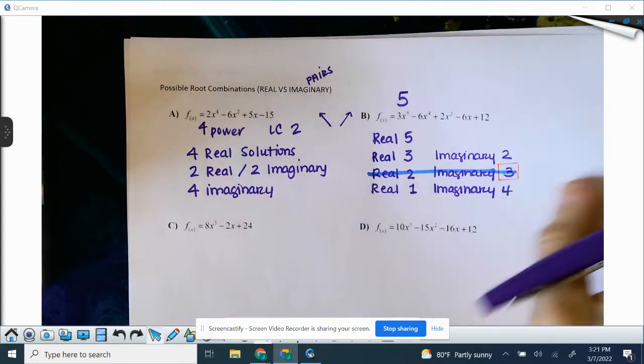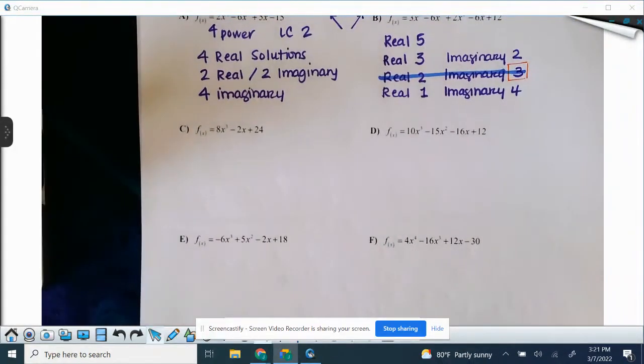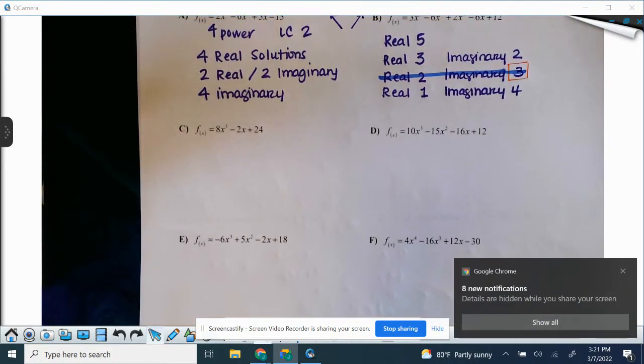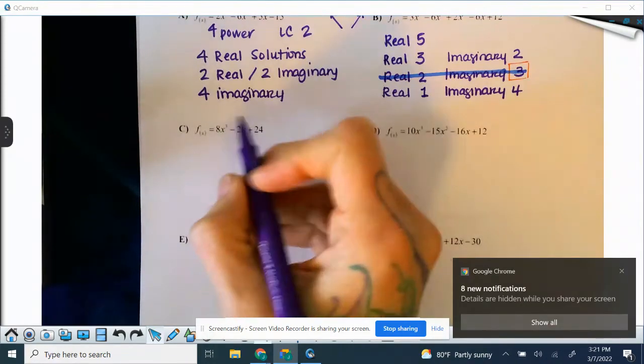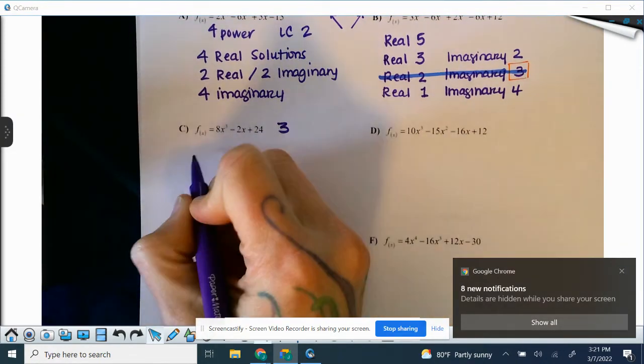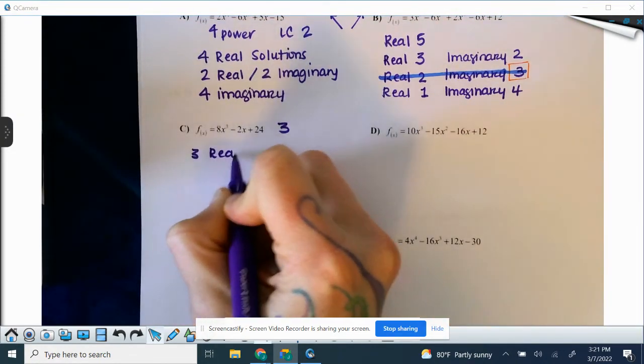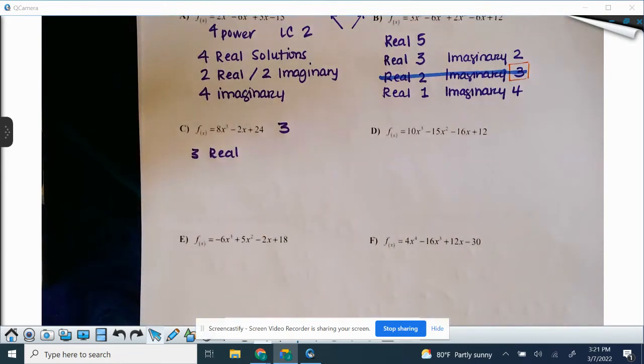Okay, and again, I keep telling you, some of this stuff you just have to do, and then it clicks. So with the power of 3, I can have 3 real. Remember, when I say real, don't disconnect. Real means that this graph is crossing the x-axis in three places.